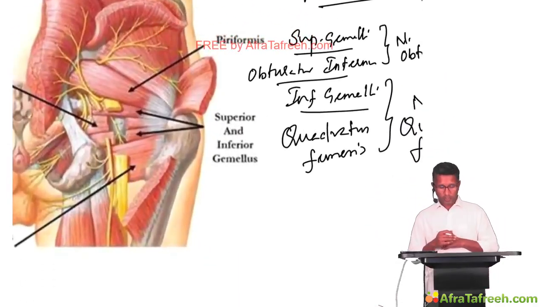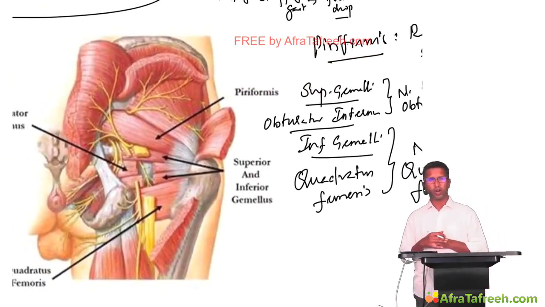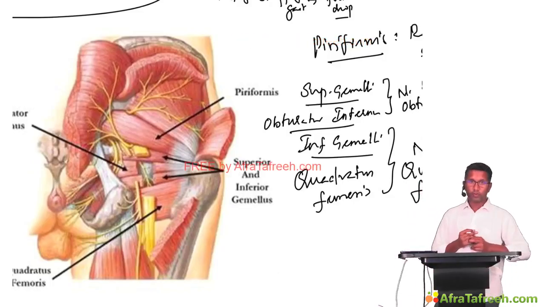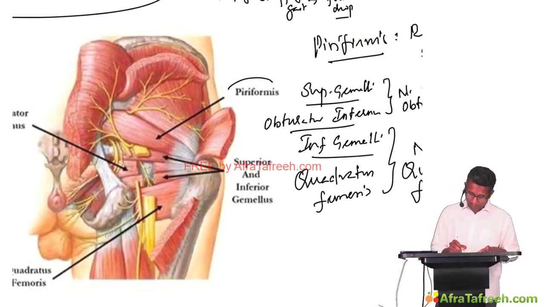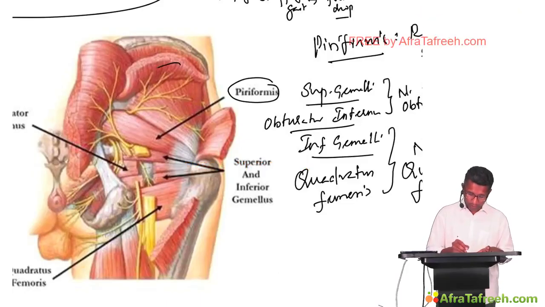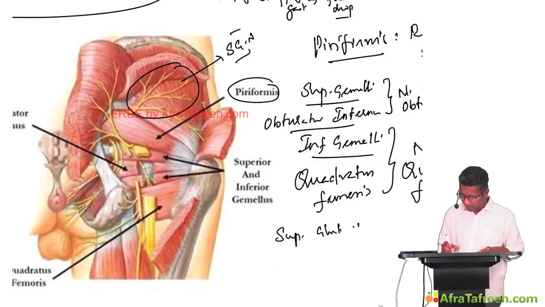Okay, fine. When you see this area, a lot of other important structures also run in this area. To highlight a few of them here, you can see a muscle called piriformis. If a nerve arises from the superior aspect of the piriformis, this nerve will be the superior gluteal nerve. Guys, remember, the superior gluteal nerve supplies three muscles.